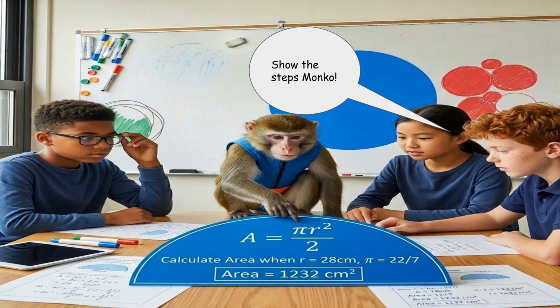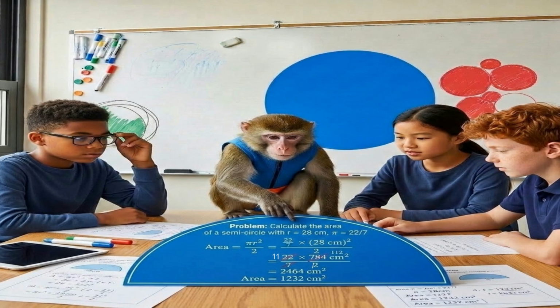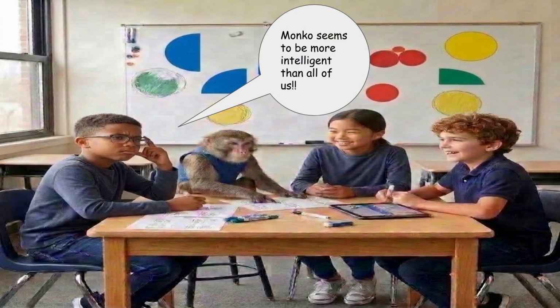Show the steps, Monko. The area of the semicircle is calculated by applying the formula, half of pi r squared, leading to 1,232 square centimeters. Monko seems to be more intelligent than all of us.